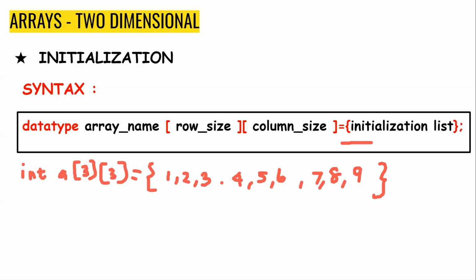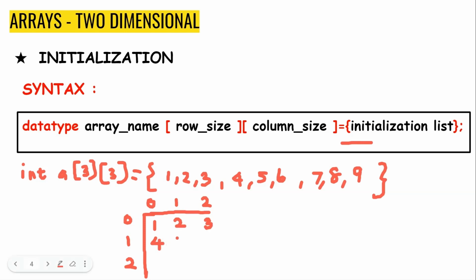We have 3 rows here. As the array subscript starts from 0, we will start from row 0, 1, 2. Columns are also named in the same way: column 0, 1, 2. The data elements are entered in row-first order. So first 1, 2 and 3 will be entered in the first row. Then 4, 5 and 6 will be entered in the second row.